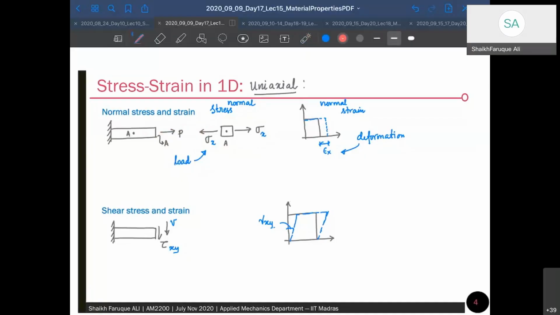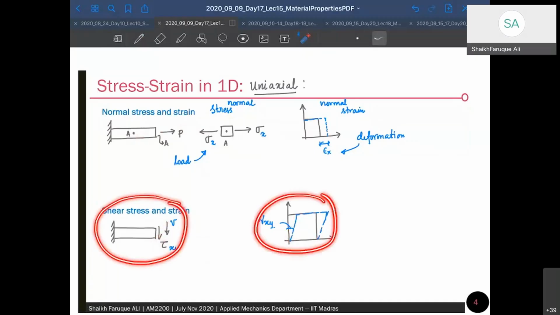The same material can have shear also if you have a force that is transverse to it, right? Or if you take a cross section that is inclined. So shear force V provides a tau xy, and that will give you a rotation. So this is the stress part and this is the strain part. That's what we just discussed in 1D.